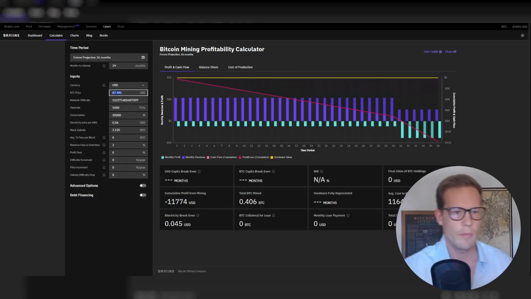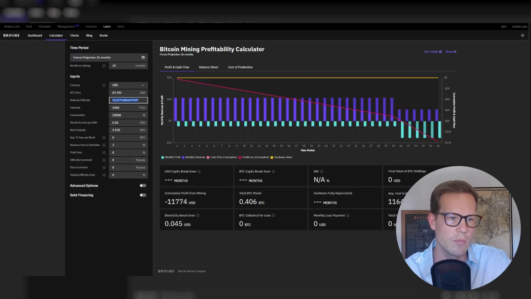All right, so starting at the top, this is the Bitcoin price right now. You can set your starting price here. Right now, obviously, we're going through quite a dip, so it might be prudent to put a different number here if you expect Bitcoin to rise or fall when you start your investment. This is your network difficulty right now, something we've covered before. This is the hash rate of your investment that you put in.